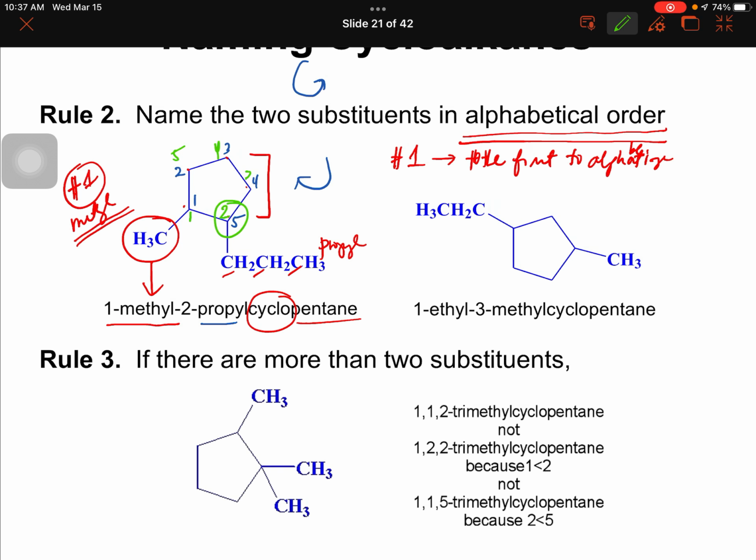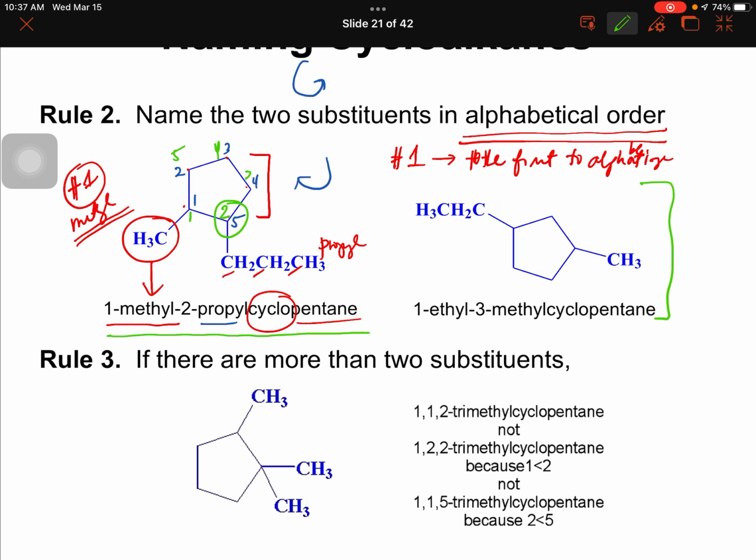So, 1, 2, 3, 4, 5. What about if we do it counterclockwise? If you do it counterclockwise, you always start with the 1 do sa methyl. This one is 2, 3, 4, and 5. So, that means may dalawa tayong possible values, 2 versus 5. 2 kapag counterclockwise, 5 pag clockwise.